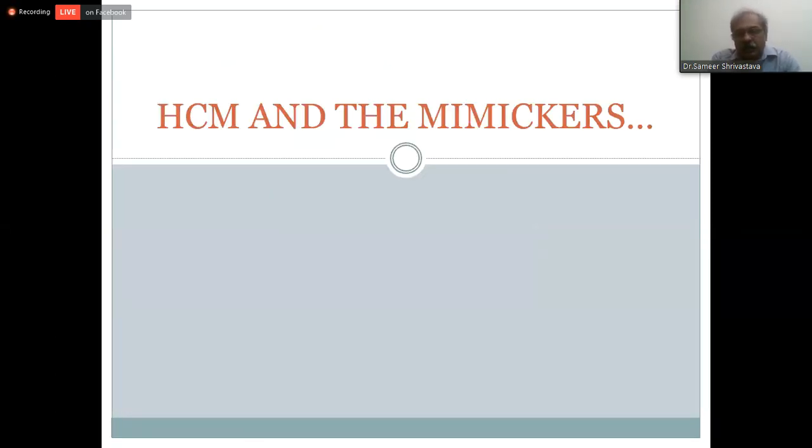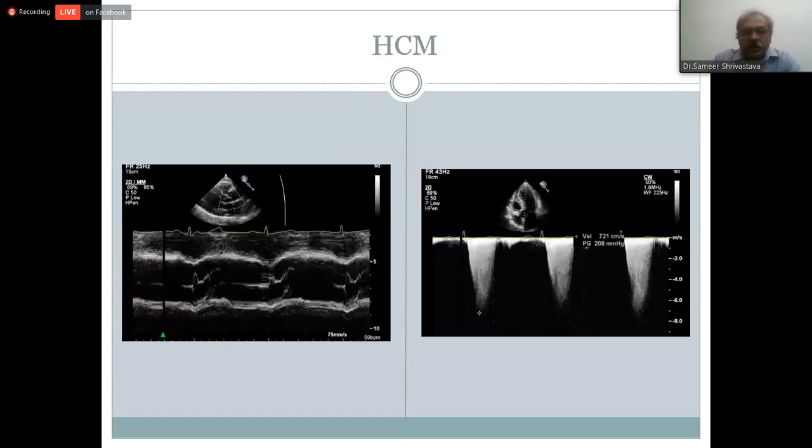Now, I'll start with hypertrophic cardiomyopathy and the mimickers. Here is an example of hypertrophic cardiomyopathy where there is a premature closure in M mode. When M mode was the only modality of diagnosis in echocardiography, this used to be the sine qua non, premature closure. That means there is an obstruction in the LVOT, which opens up again once the gradients fall.